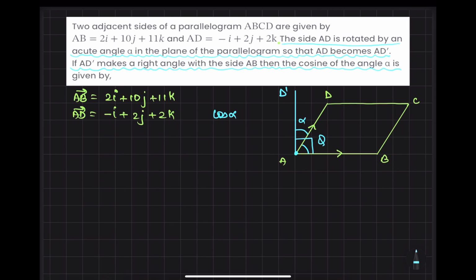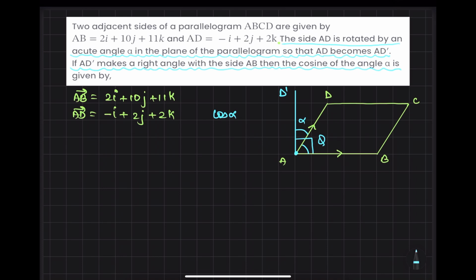Now look at this, how we will approach. First, they are saying that AD dash is perpendicular to AB, but you don't know about D dash, no? D dash you don't know, so you cannot find out the vector AD dash. We have to play with the vectors AD and AB only. Okay, so can I write this thing? I'll go with this idea.